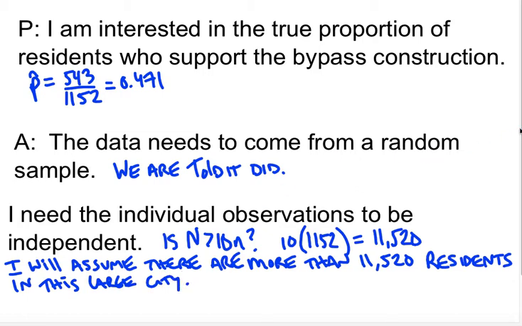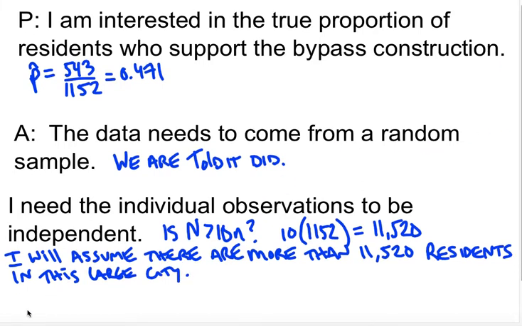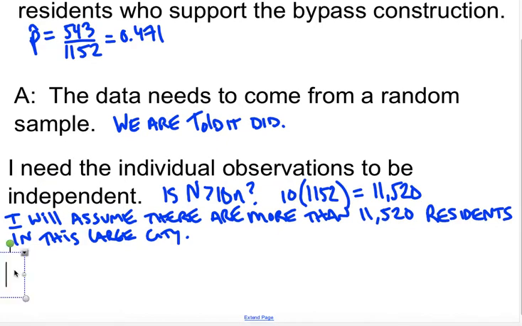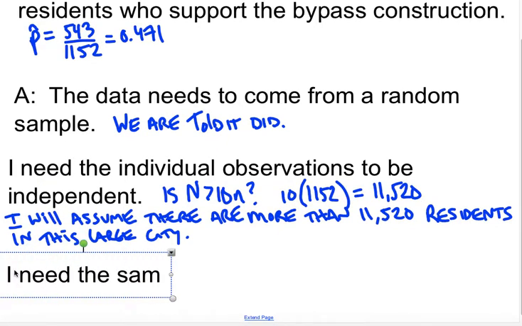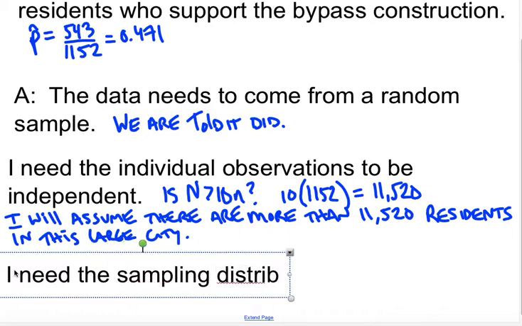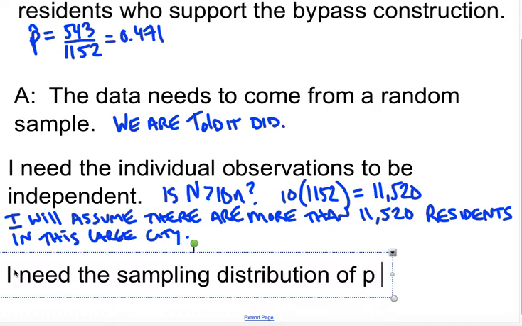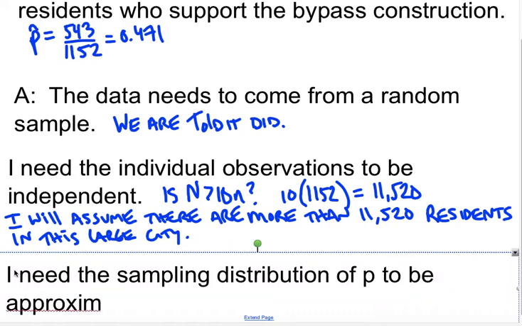Okay. And then the last condition that we need to check is I need the sampling distribution, not sample distribution, sampling. If you just say sample distribution, that sounds like you're talking about one sample. But a sampling distribution, remember, was all possible samples of a certain size from that population. So it's multiple samples. I need the sampling distribution of p hat. I'll add the hat in just a minute. To be approximately normal.